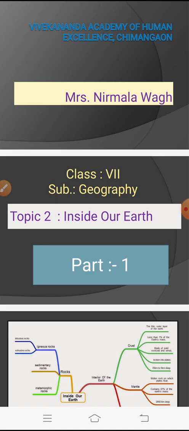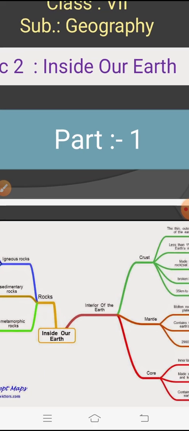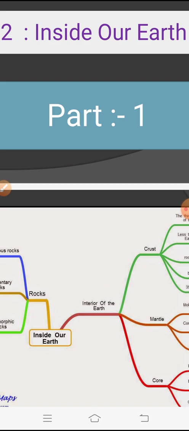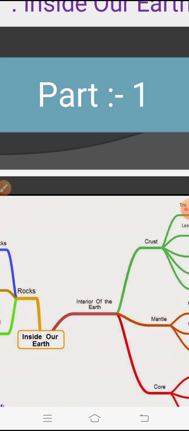Today we are going to see class 7th Geography topic number 2, Inside Our Earth, and this is part 1. In this lesson we will see the interior of Earth. In that, we are going to see the different parts of what is inside our Earth. Then we will see the types of rocks.